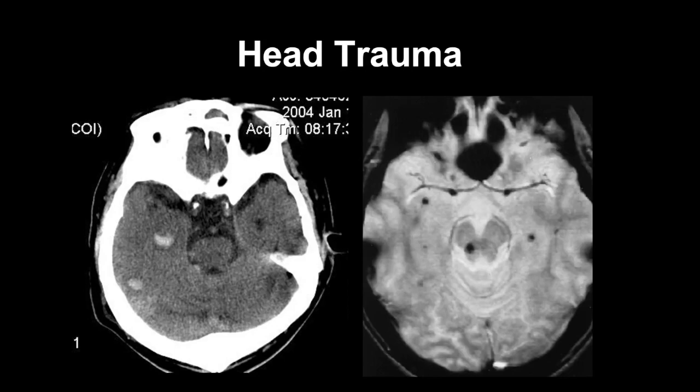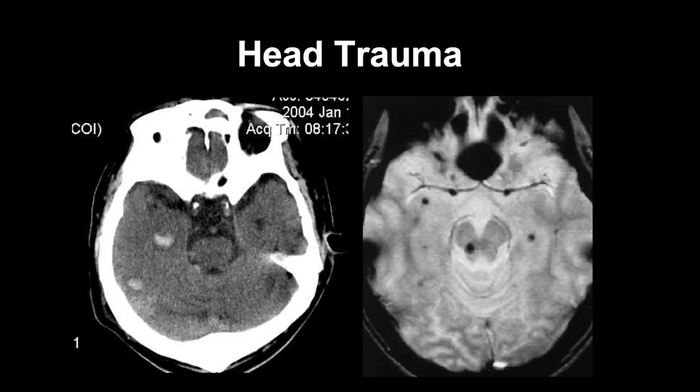The typical technique of choice to detect those microbleeds that happen in the setting of diffuse axonal injury or traumatic axonal injury is MRI with either gradient echo or susceptibility weighted imaging. And again, you see those microbleeds at the gray-white matter junction, in the dorsolateral midbrain, and you can also get them in the corpus callosum.